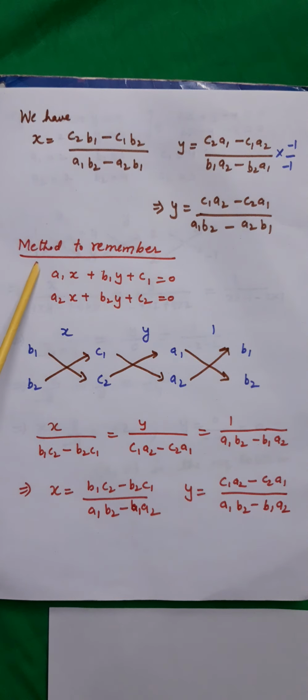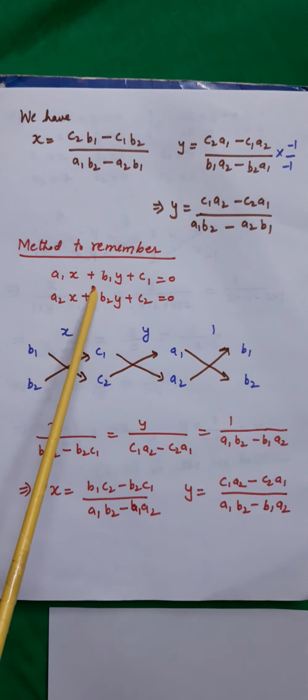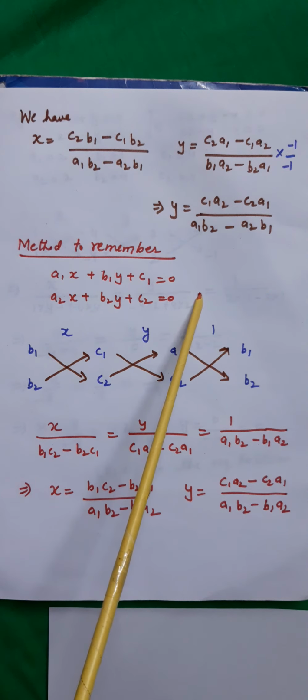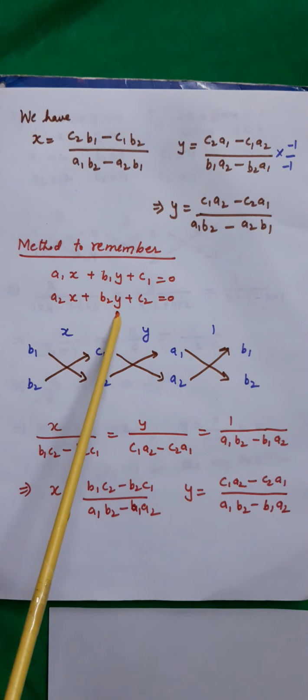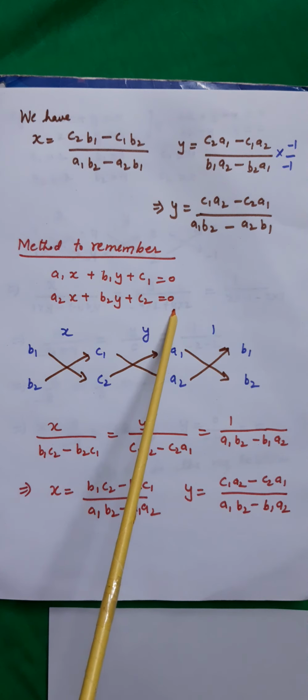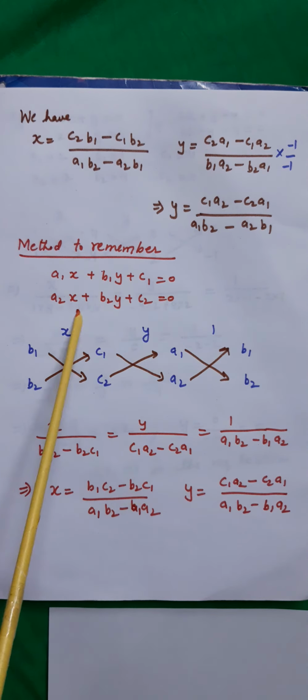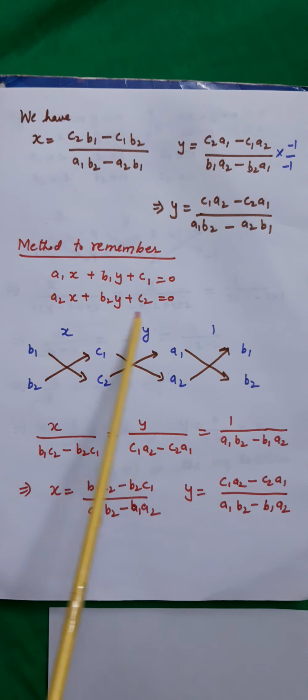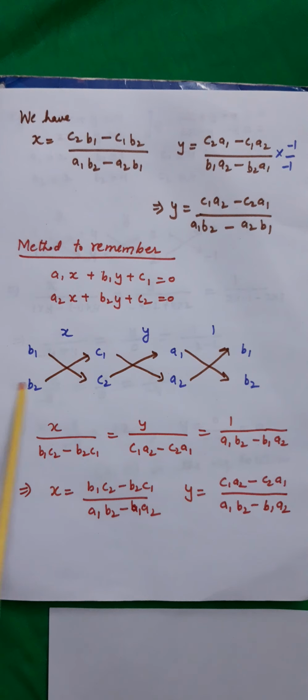And now how to remember this? Here we write these equations as a1x + b1y + c1 = 0, a2x + b2y + c2 = 0. These are the general forms of the equations. Whatever equation is given to us, we write it in the standard form. After that, we place these coefficients in this manner. The only thing to remember is their placing. Rest of the things follow very easily.